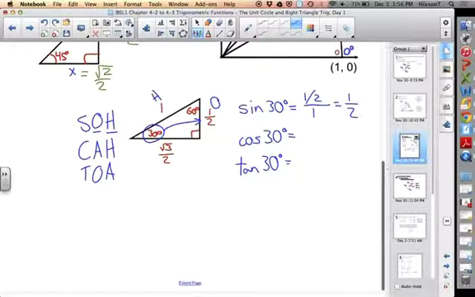Now, if we want the cosine of 30, H still stands for the hypotenuse, so it's going to be over 1. But A stands for adjacent, A-D-J-A-C-E-N-T. It's kind of a strange word, but it means next to. All right, so we're looking for the side right next to our 30-degree angle, and that is the root 3 over 2. That's going to be our adjacent side. All right, so we have root 3 over 2 over 1, which is just root 3 over 2, okay?